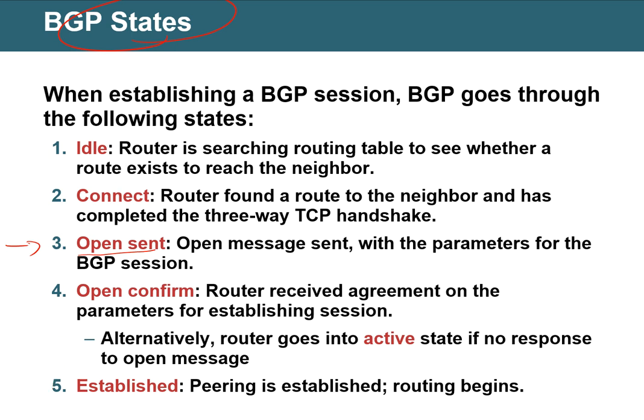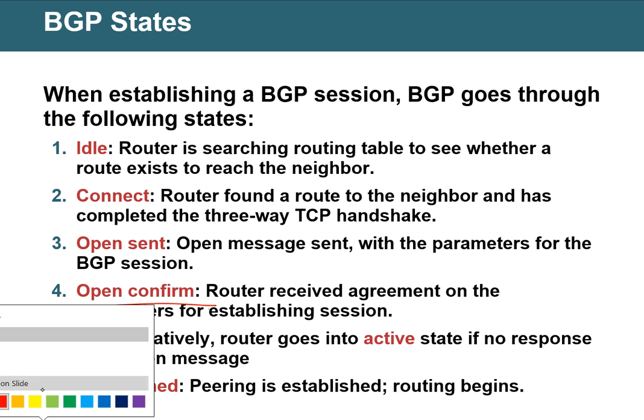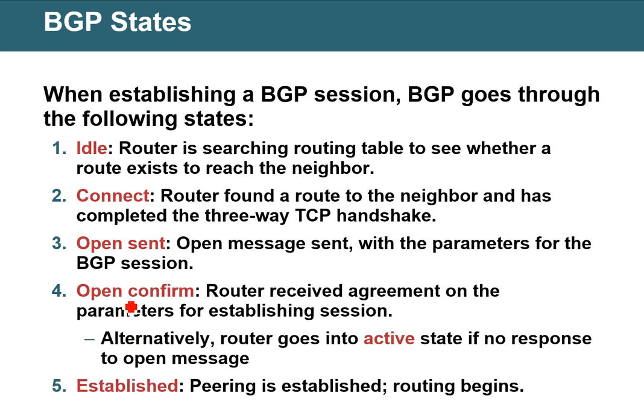All right. Now, when open send message is accepted by the receiving router, it will send open confirm. These are all states. These are all not message types. So message type is different. BGP states, neighbor states are different.